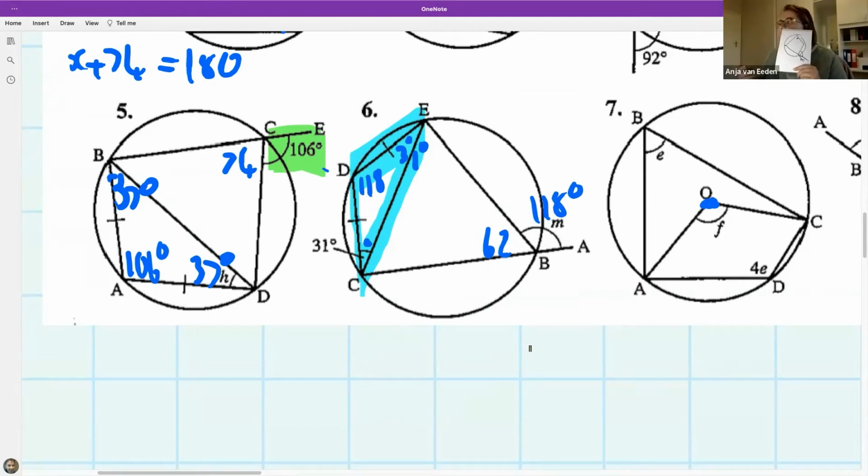But if you're struggling, nothing stops you from working out supplementary angles, in other words, angles on a line, and then going across. That's fine too. Okay, back to you, sir.